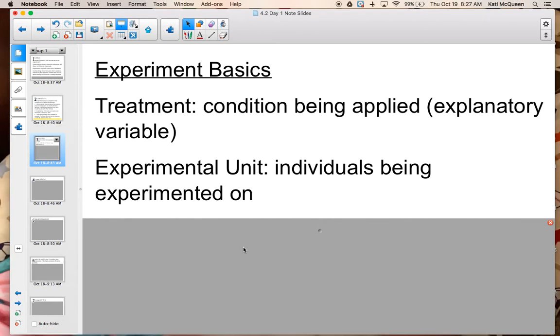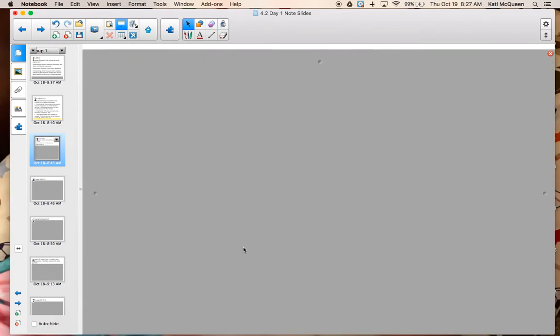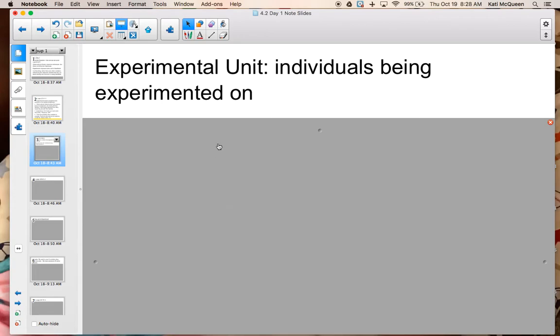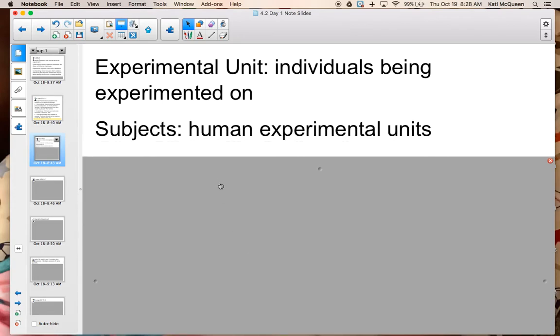Experimental unit then is the individuals that are being experimented on. So sometimes people, not always though, maybe dogs are experimental units, or tables, or trees, things like that. It could really be anything. It's basically what you're collecting your data on. All right. If your experimental units are humans, then we call them subjects. So subject is just a specific type of experimental unit.